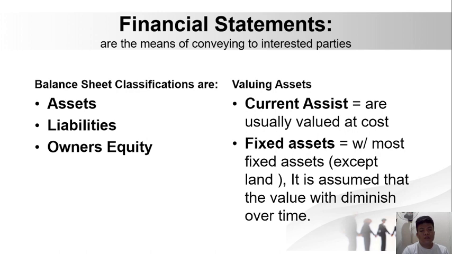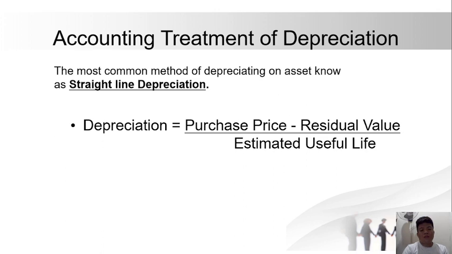Financial statements are the means of conveying information to interested parties. Balance sheet classifications are assets, liabilities, and owner's equity. Valuing assets: current assets are usually valued at cost. Fixed assets: with most fixed assets except land, it is assumed that the value will diminish over time. Accounting treatment of depreciation: the most common method of depreciating an asset is known as straight-line depreciation.